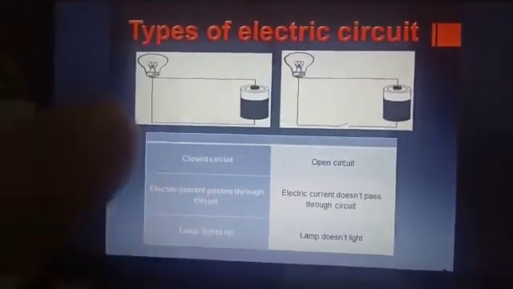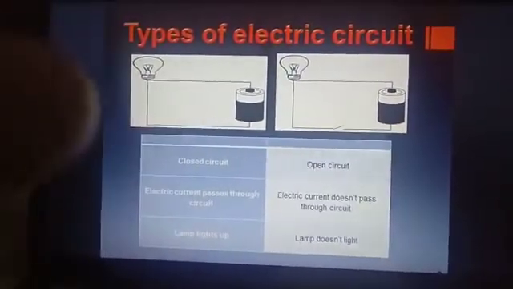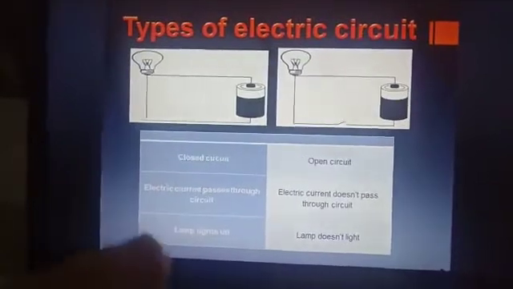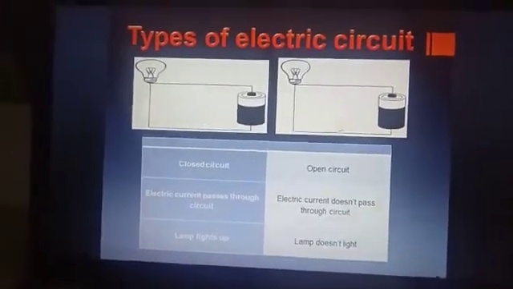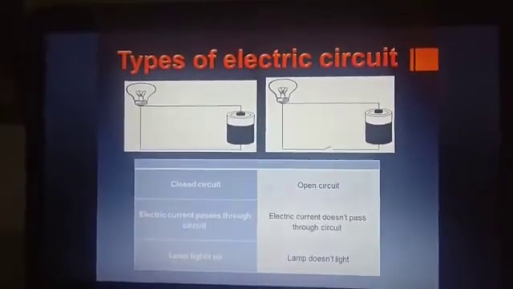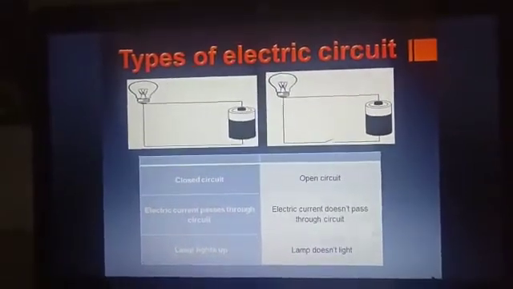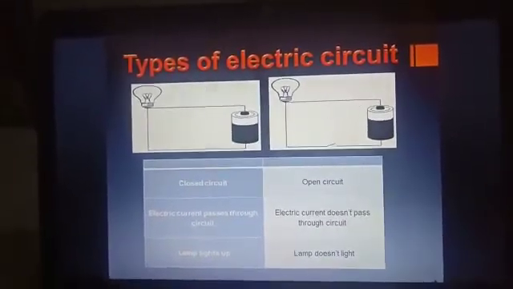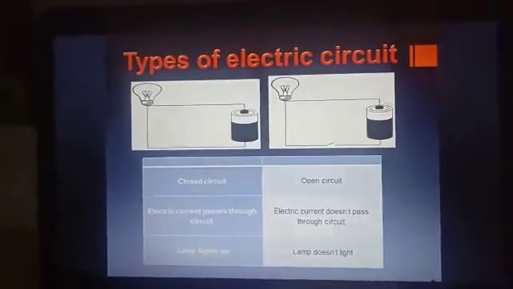In the closed circuit, there is no gap. So the electric current will pass through the electric circuit from the battery to the lamp, and then the lamp will light up. And it's very, very important to know the differences between closed electric circuit and open electric circuit.